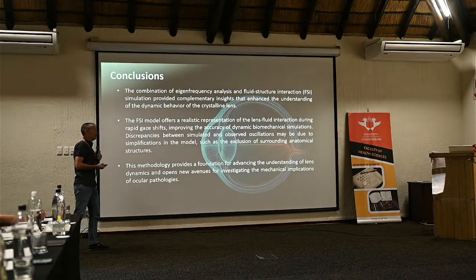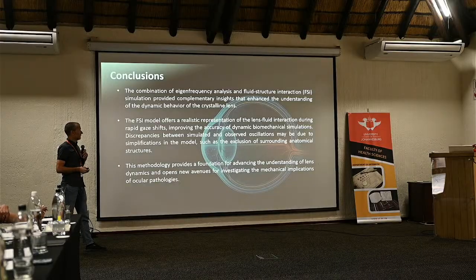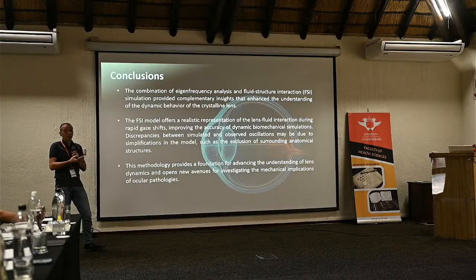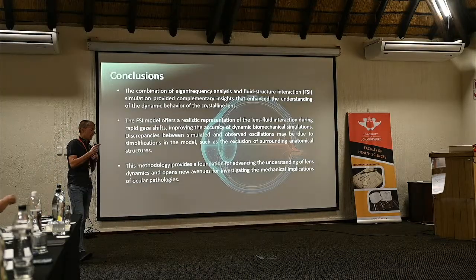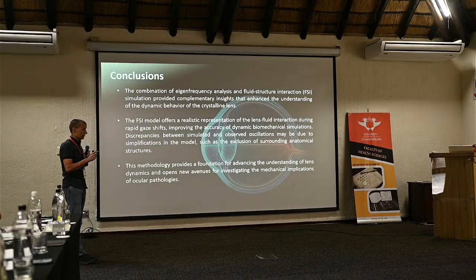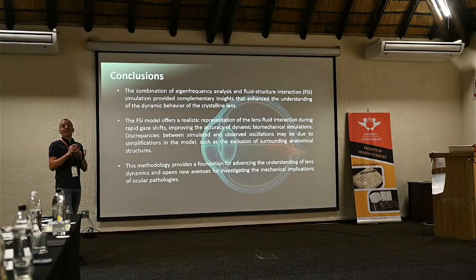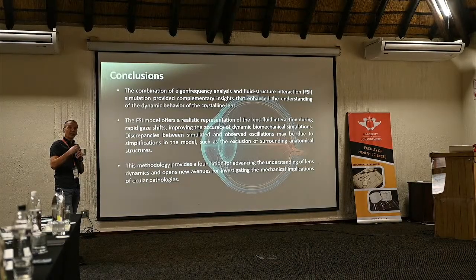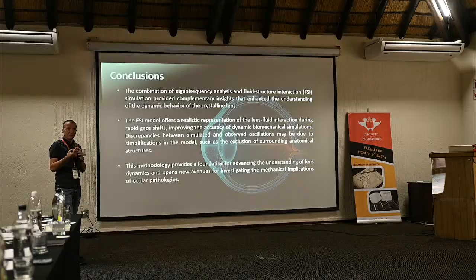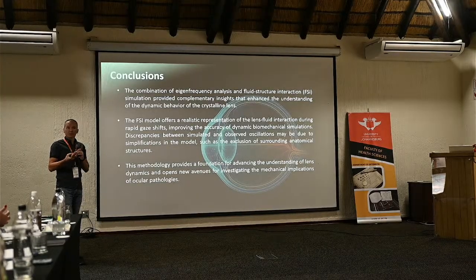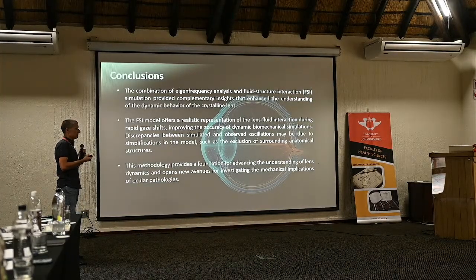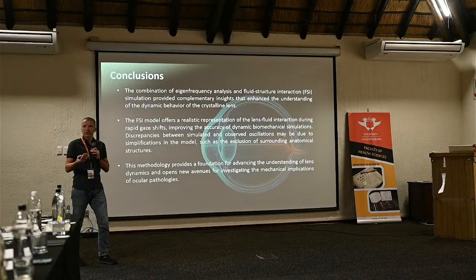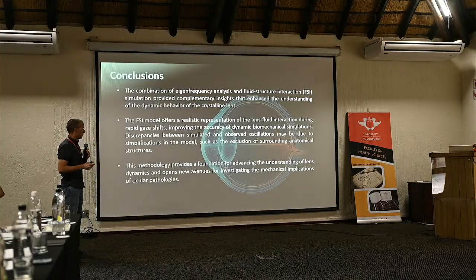there are quite some discrepancies between the simulation and the observed oscillation that may be due to this initial approach, which is basically a simplification of the model. I forgot to say that we are considering the dilated eye, because in that case the friction between the iris and the lens will be neglected. But, let's say, there is always some kind of friction between those tissues, although there is a higher dilatation.